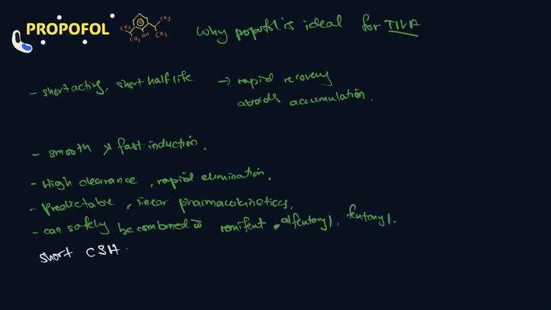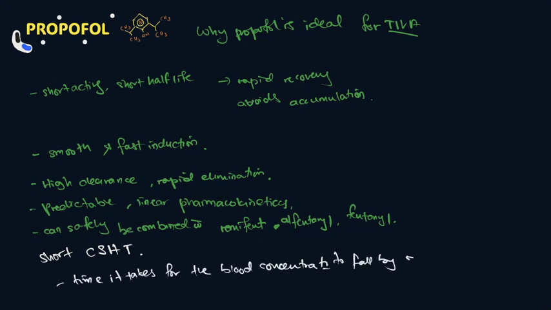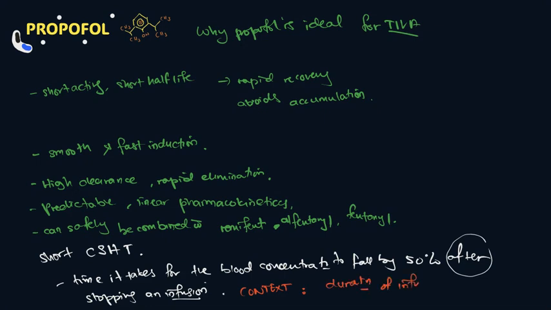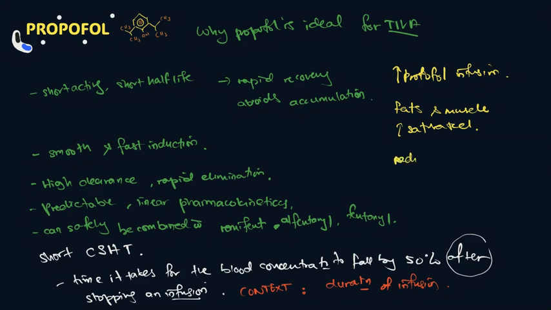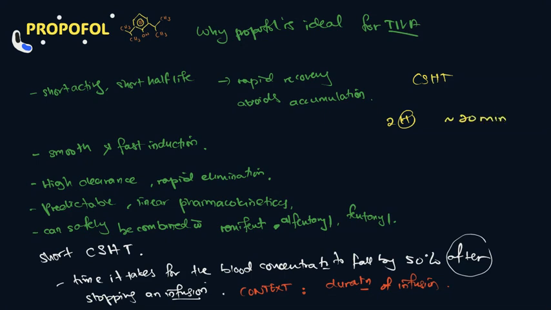And lastly, propofol has a short context-sensitive half-time, which is the time it takes for the blood concentration to fall by 50% after stopping an infusion. And context in this sense refers to the duration of infusion. So in prolonged infusion, propofol will start to accumulate in fats and muscles. They become saturated, and later on, the propofol concentration will redistribute back to the central compartment. But due to its rapid metabolism, its effect won't be seen for long.